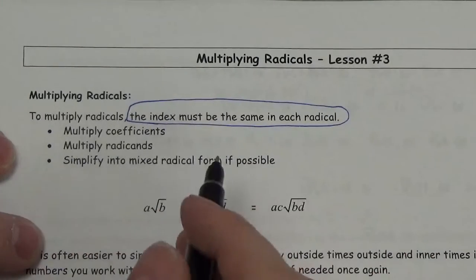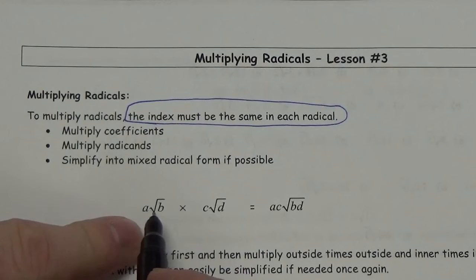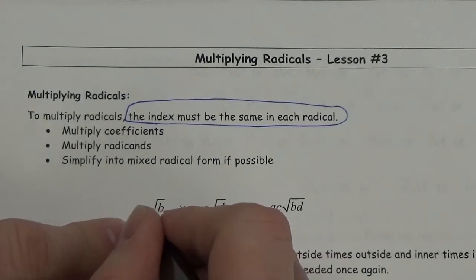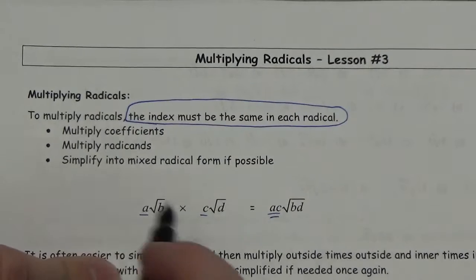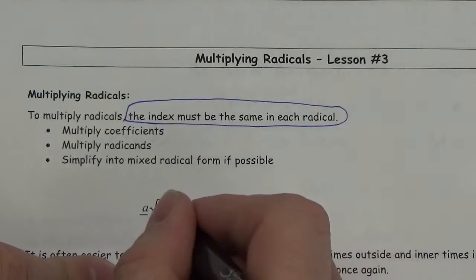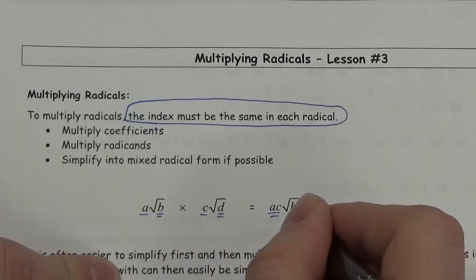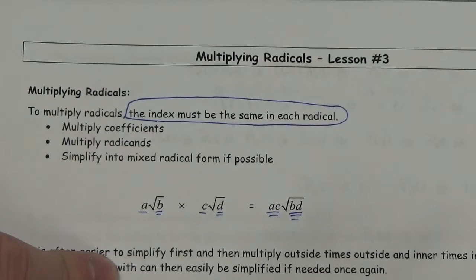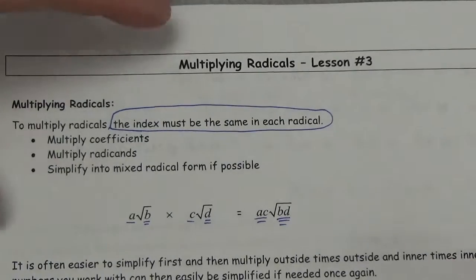So when you multiply two radicals together, you're going to multiply the coefficients. So you take a look here. If you've got a root b times c root d, notice that over here we multiply the a and the c together, and that becomes the new coefficient. Then you multiply the radicands. So here we've got the b, and there's the d, and then all together in the radicand we've got bd. Now after you're done that, you should simplify as much as possible.